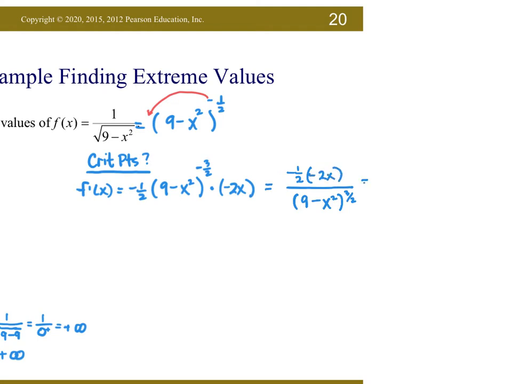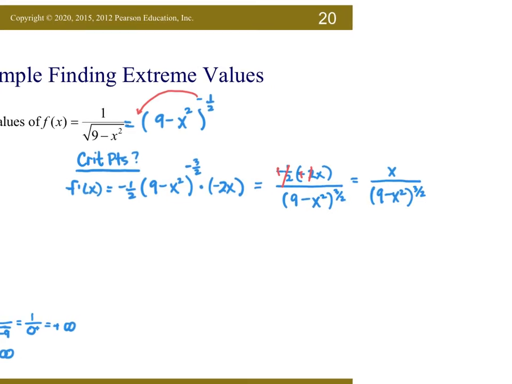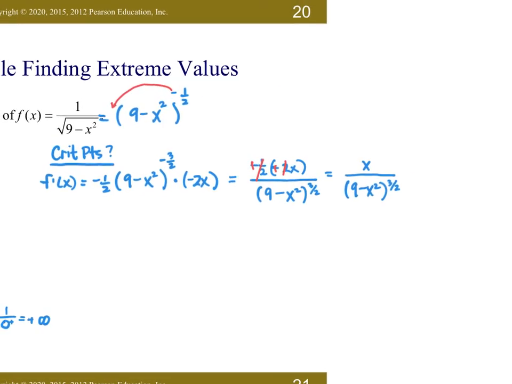So double negatives make a positive here, the 1/2 and the 2. So we're left with x by itself in the numerator and 9 minus x squared to the 3/2 in the denominator. Okay, so now we're going to take that and set it equal to 0 and 1 over 0.